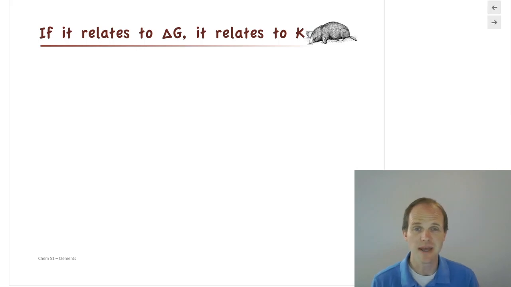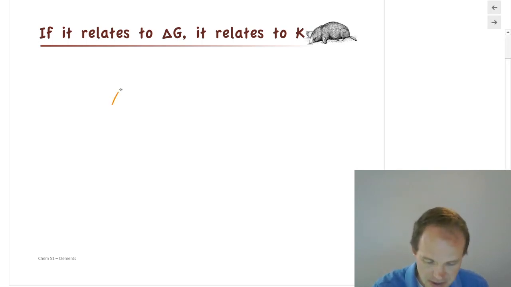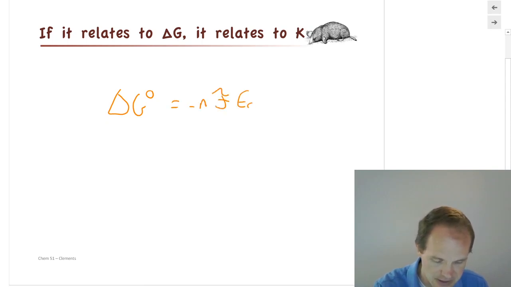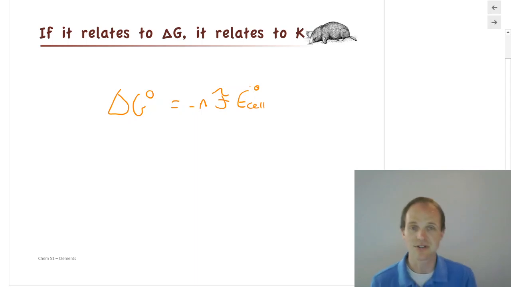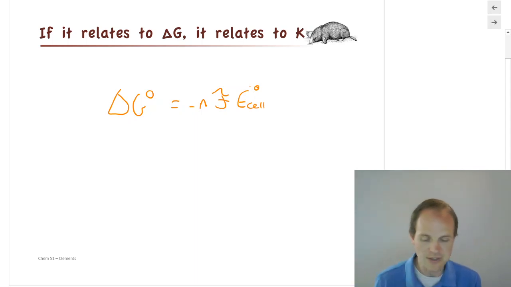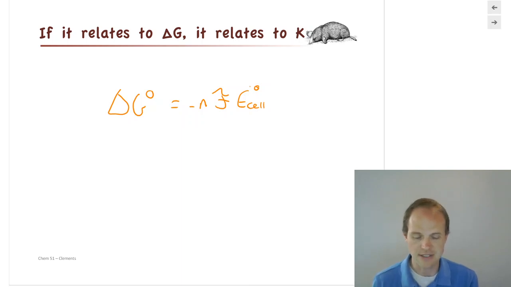Hello and welcome back. We talked in our last video about how we could relate cell potential to delta G, and we got the equation that delta G is minus NF times E cell, all at standard conditions. And so we said, hey, look, we can calculate delta G naught there by using our cell potential.